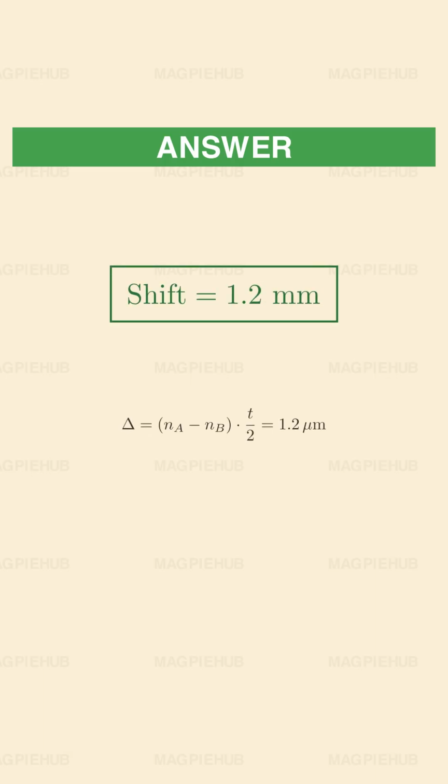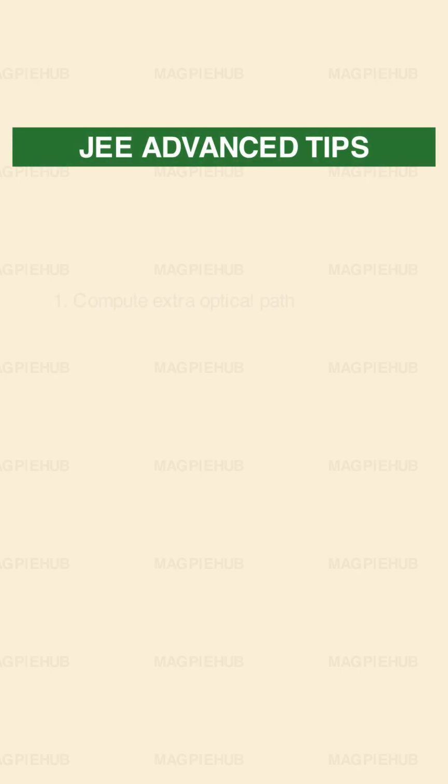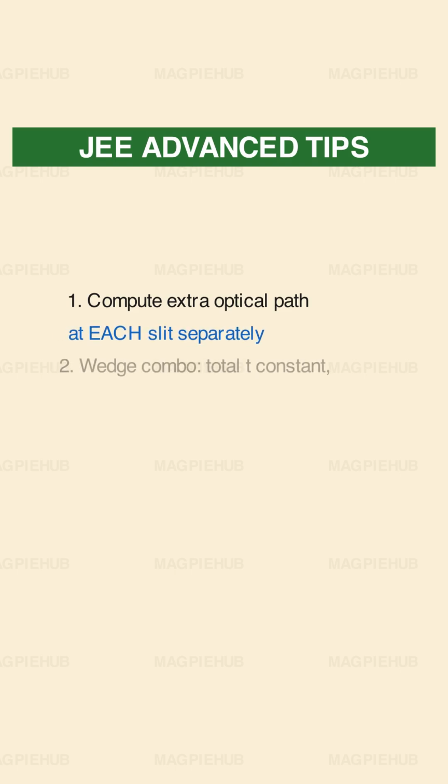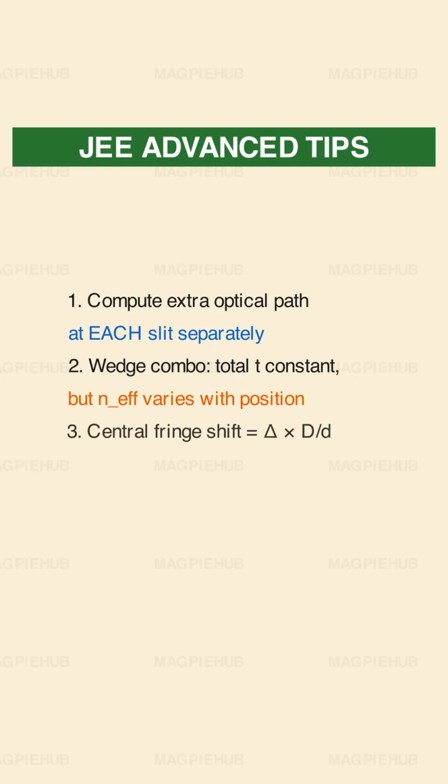The key insight was understanding the wedge geometry, where the effective thickness difference of wedge A between the two slits is T over 2, leading to a path difference of (n_A minus n_B) times T over 2. Here are some important tips for JEE Advanced. First, in YDSE problems with slabs, always compute the extra optical path at each slit separately. Second, when two wedges share a slanted interface, the total thickness is constant but the effective refractive index varies with position. Third, the central fringe shift formula is delta times D over d. Remember, delta is the net optical path difference between the two slits.